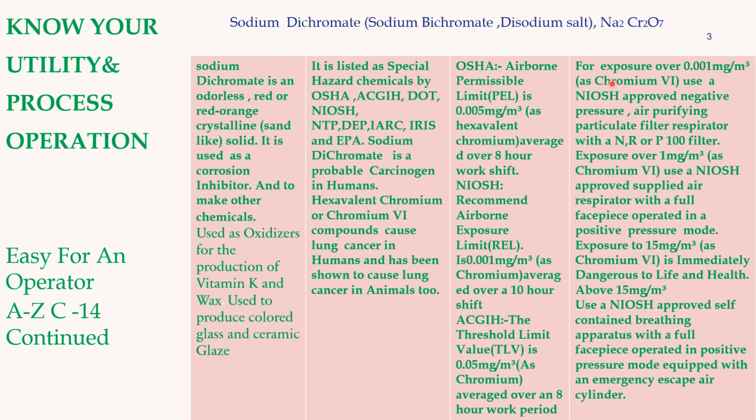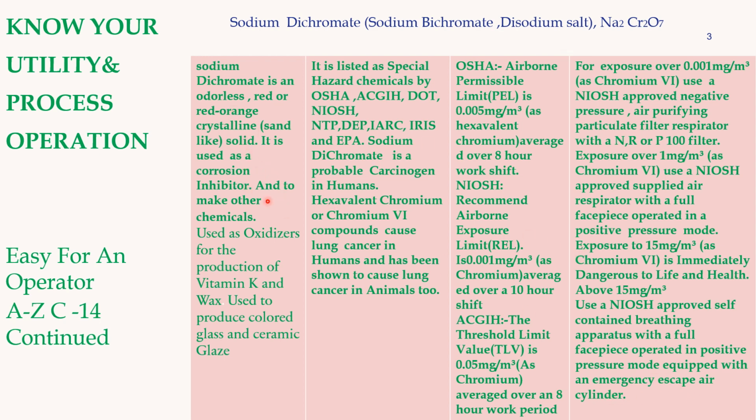We can see the precautionary method while working in the sodium dichromate atmosphere. For exposure over 0.001 mg per meter cube as chromium 6, hexavalent chromium, you have to use a NIOSH approved negative pressure air purifying particulate filter respirator with N, R, or P series filters. For exposure over 1 mg per meter cube as chromium 6, use a NIOSH approved supplied air respirator with a full face piece operated in a positive pressure mode. Exposure to 15 mg per meter cube as chromium 6 is immediately dangerous to life and health, IDLH. And above 15 mg per meter cube, use a NIOSH approved self-contained breathing apparatus with a full face piece operated in a positive pressure mode equipped with an emergency escape air cylinder.